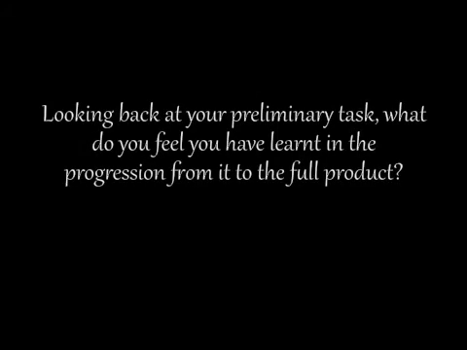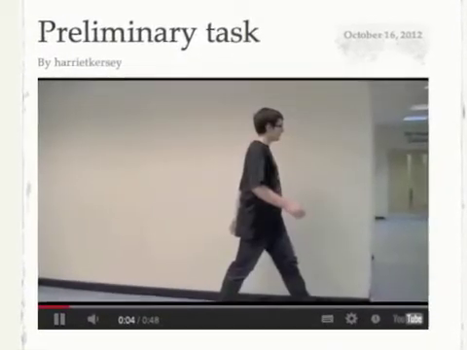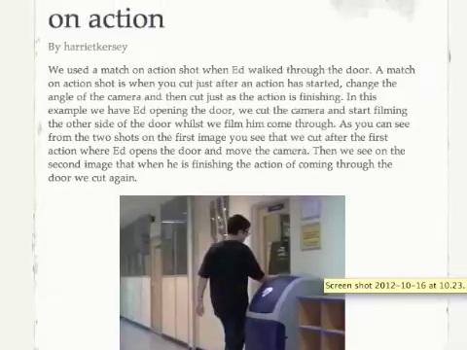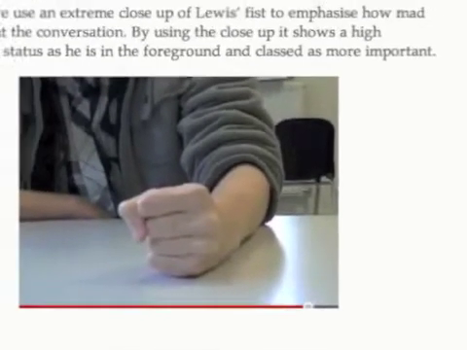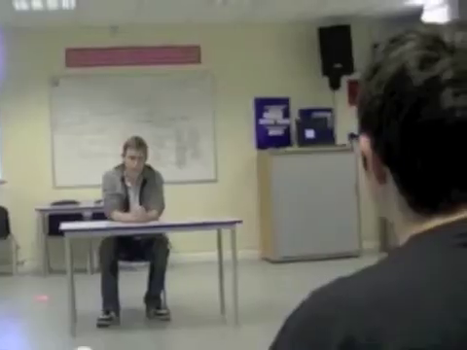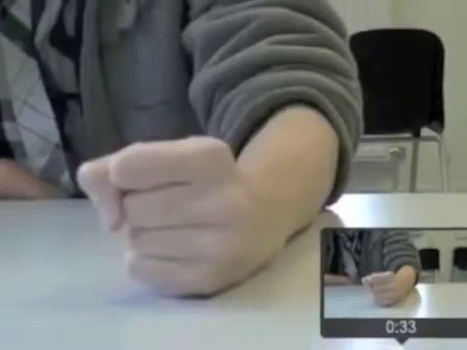Looking back at your preliminary task, what do you feel you've learned in progression from it to the full product? In our preliminary task, we learned how to shoot the 180-degree rule, shot-reverse shot, match on action, panning, long shots, and close-ups. We put these into practice in the short film clip we made to show we knew how to do the clips. When it came to our real film, we wanted to show that we could do these aspects and use the 180-degree rule and shot-reverse shot when filming conversation between two people.